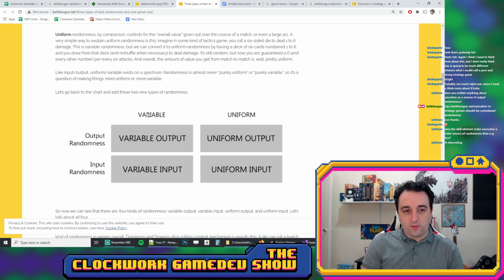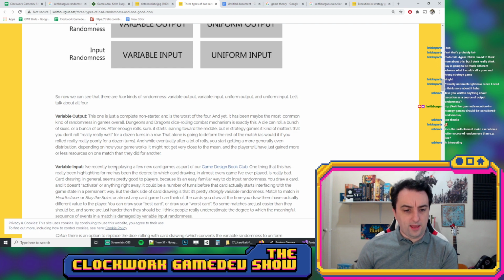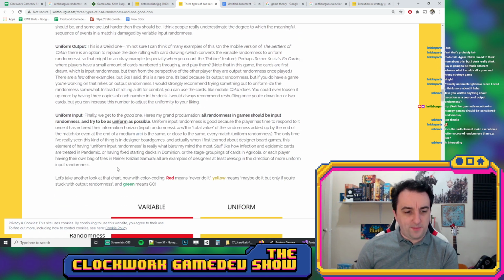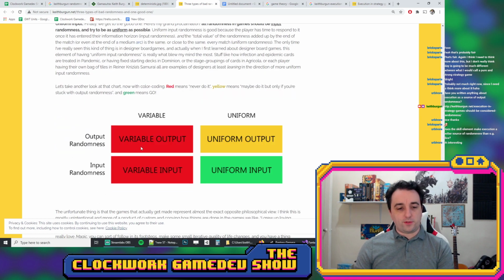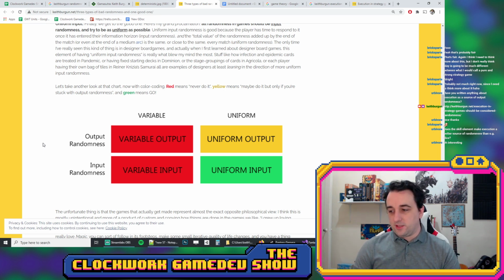In probability studies, I think the way they talk about this is randomness with replacement or randomness without replacement. So we have these four types of randomness, but what I came away with in this article was that uniform input randomness is the best kind of randomness, generally speaking, and variable input and output randomness are both kind of bad because it might mean that you could just win a match because things just went your way.